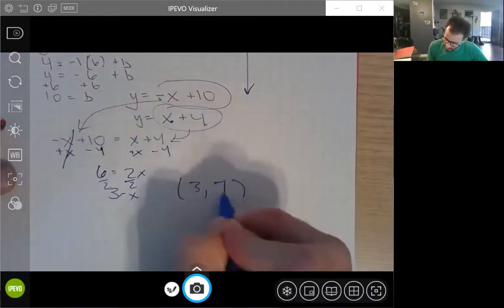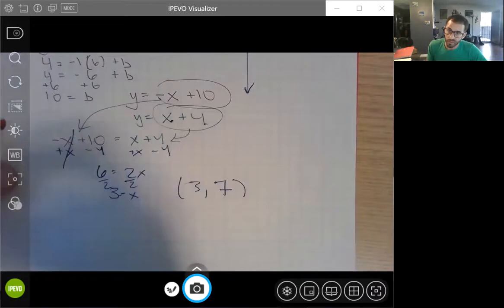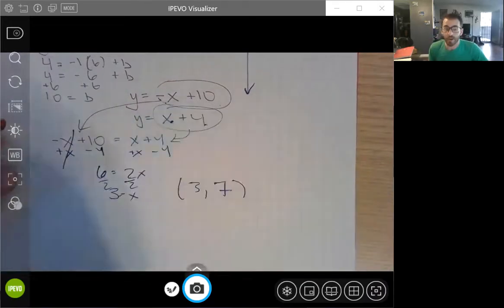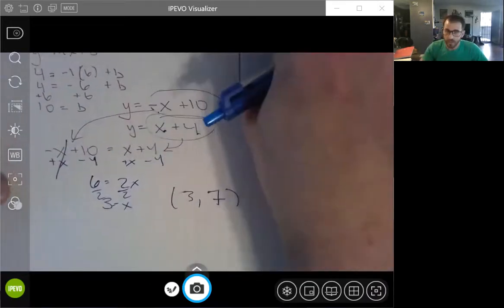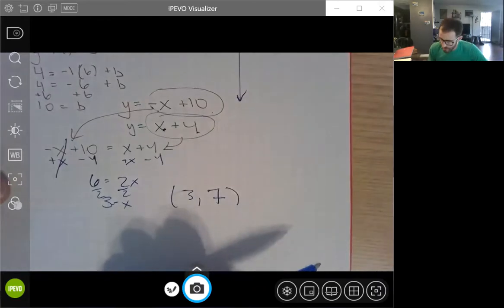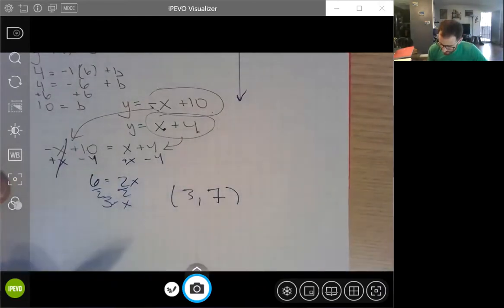3 plus 4 is 7. Oh, and let's say you didn't believe me and you picked the other equation. Negative 3 plus 10 is also 7. So the point where these two lines intersect is at 3, 7.